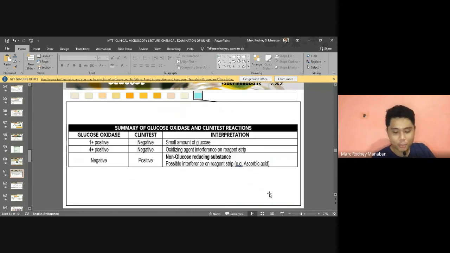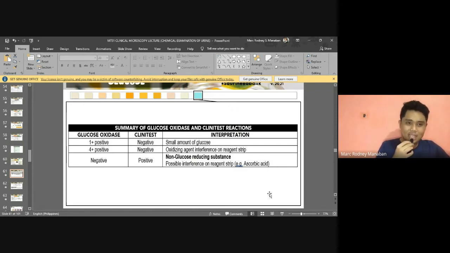All right, now how do we interpret? Let's summarize. Let's say a case study is positive on the reagent strip at 1+, but negative on the clinical test. So it could mean a small amount of glucose is present. Remember that it is only 1+, so the concentration may still be low. Now, what if it is positive on the strip, but negative on the clinical test? It could be an oxidizing agent, interference on the reagent strip.